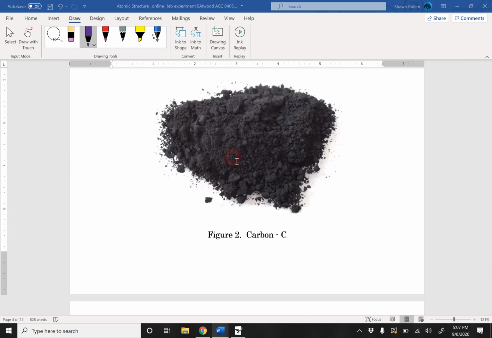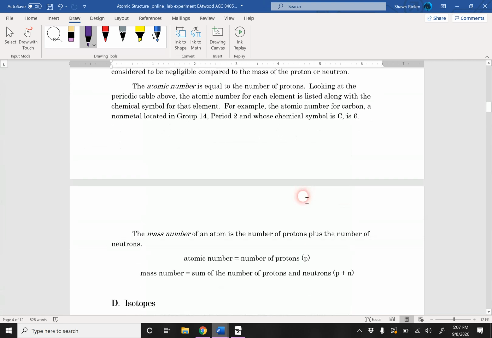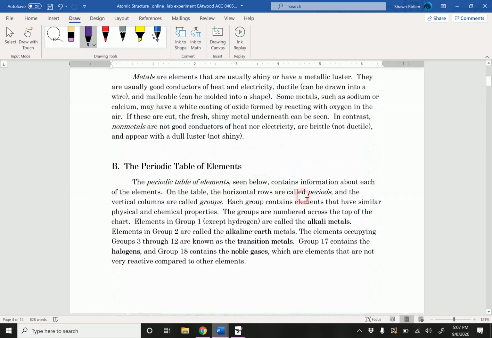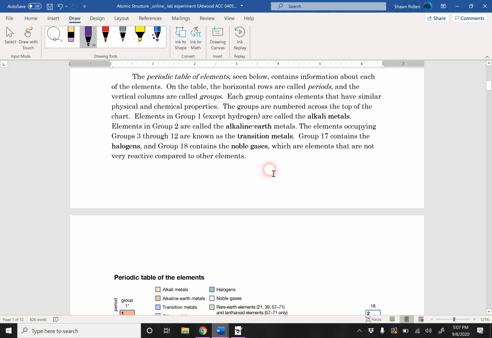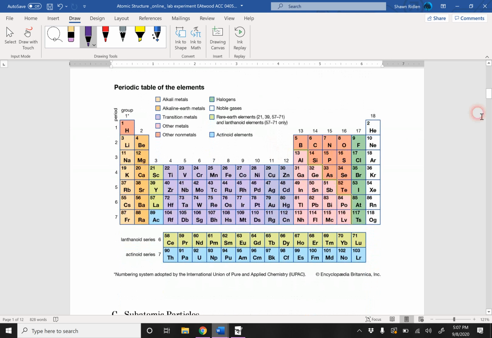Okay, so let's hop back over to our element sheet and go back up. The next section is just about the periodic table in general. I'll let you read the text form of this, but I'll go over the actual periodic table with you. What you see is a color-coded version of the periodic table.